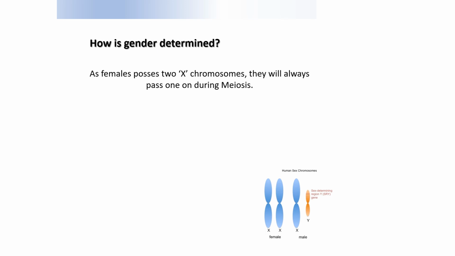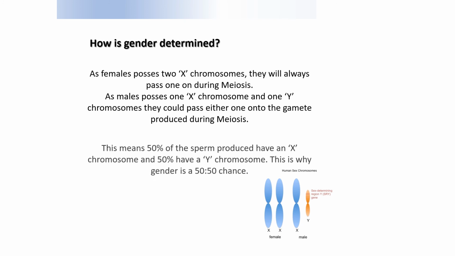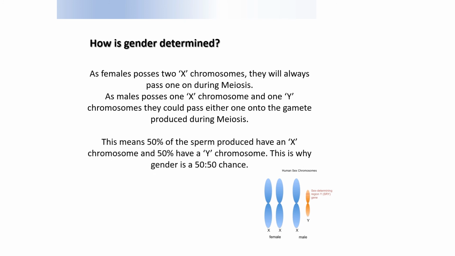How is gender determined? The female possesses only X and X chromosomes, and the male possesses X and Y chromosomes. Therefore, there is a 50% chance of having a baby boy and a 50% chance of having a baby girl, meaning 50% of the sperm produced have an X chromosome and 50% have a Y chromosome. So the ratio is 1 to 1.